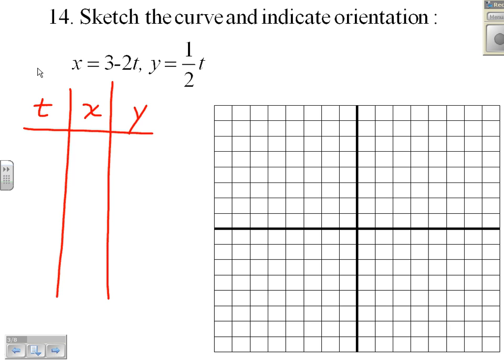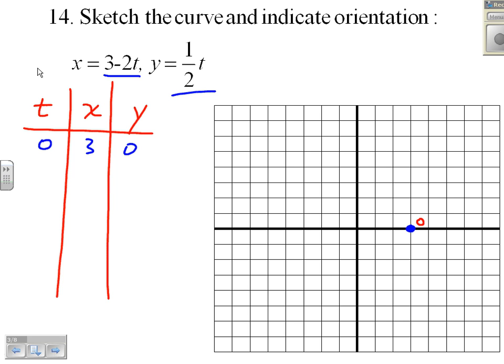And I'm going to start with 0. Very often parametrics would start with time equaling 0. Of course, that would make some sense. But sometimes we deal with time in the future or time in the past. So if t is 0, I get for x 3 minus 2 times 0, 3 minus 0, 3. For y, I get 1/2 times 0, or 0. So we have a point at 3, 0, and we might want to notate that that is when time is 0.